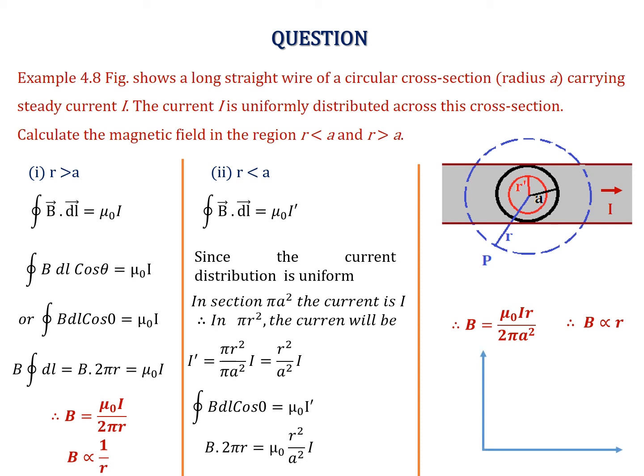We take distance along x-axis and magnetic field along y-axis. So for r less than a, field is proportional to r and hence a straight line, and beyond a, field is inversely proportional to r, so we represent it by the curve. This shows field is inversely proportional to r.